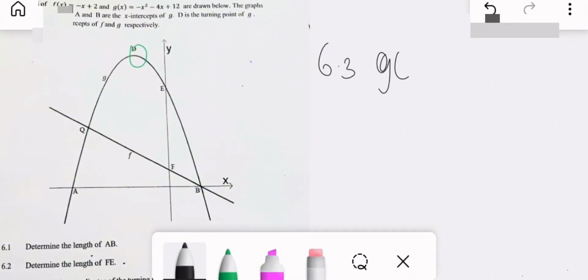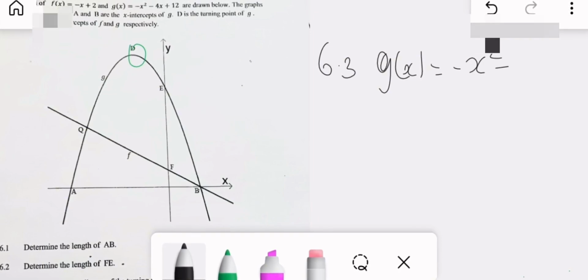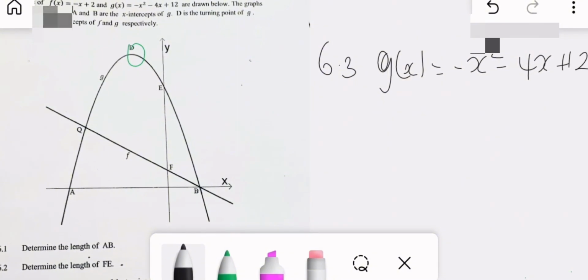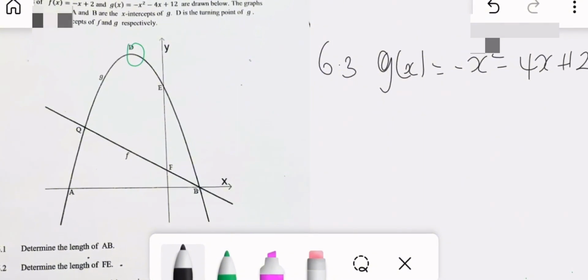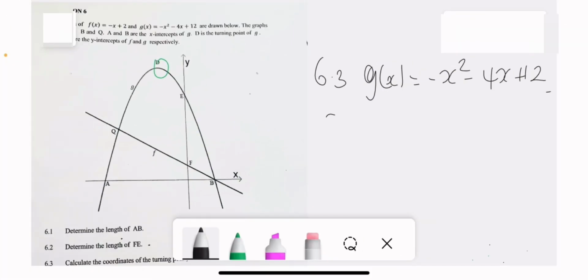G of x is equal to minus x squared minus 4x plus 12. So we need the x value and the y value at D. For the x value in the parabola, the formula you use is x is equal to minus b all over 2 times a. This is the formula you use to find the x value of the turning point in the parabola. Now substitute the values.